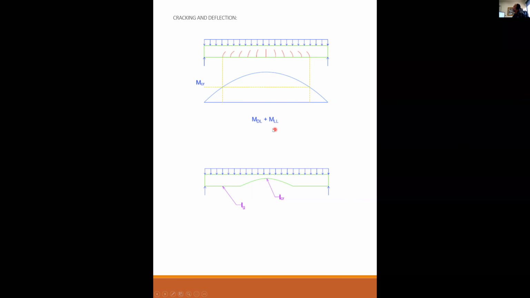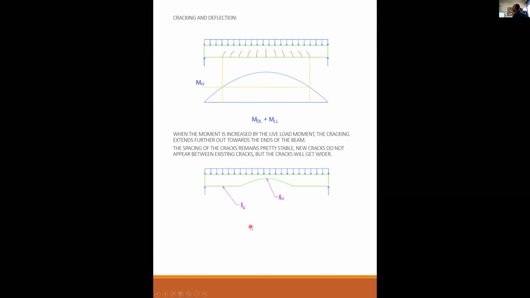Okay, now if I apply the dead load and the live load together, notice that the moment that exceeds M cracked is now further out to the end of the beam. So it was here that the moment exceeded M cracked. Now we're out to here. So the cracks have spread out over a larger region, which means that the beam itself feels like more of the section has been removed from the beam in terms of its effective stiffness.